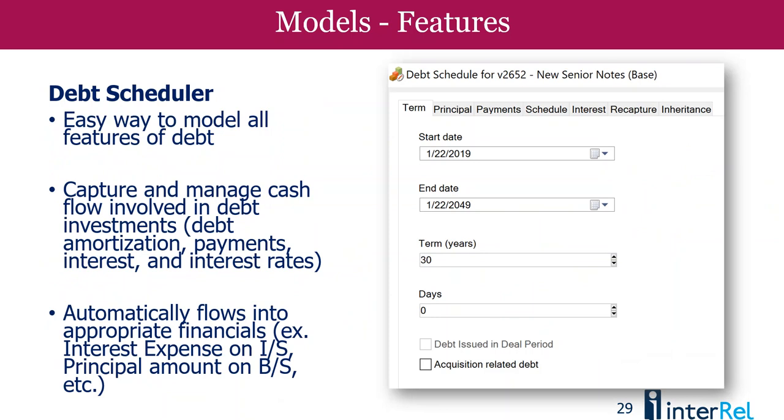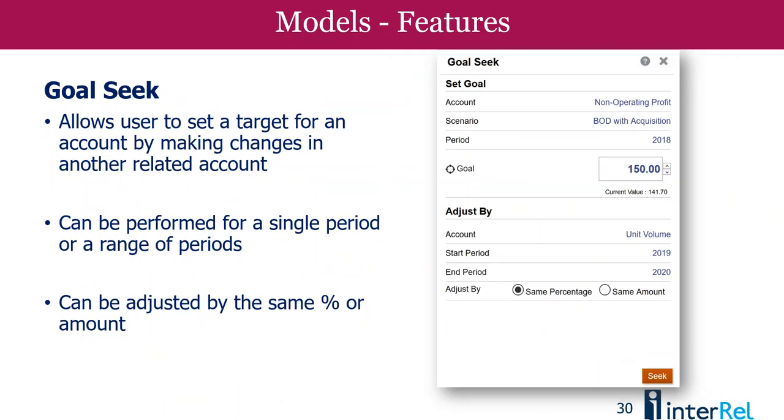Use the debt scheduler to model the specifics of all your debt components. Enter in principal, term, interest rates, and payments, and the details automatically flow to the financial statements. GoalSeek is a tool that allows you to perform what-if analysis basically by backing into the forecast drivers. For example, if we wanted to achieve 150 million non-operating profit, how many units would we need to sell over a particular time period?